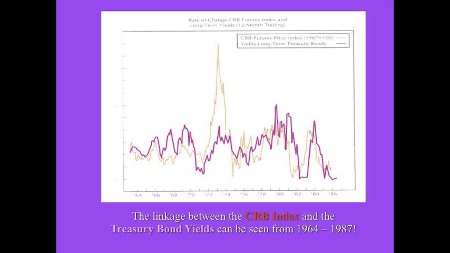Now we take a look at a chart going back to 1964 to 1987. Again, the commodity prices are in orange, and the treasury bond yields are in the purple or the pink. We can see that they generally move in the same direction. They don't move in the same percentage, as we can see by the spike up in commodities in '73, but they generally move in the same direction.